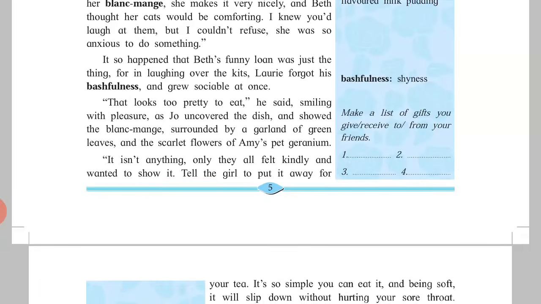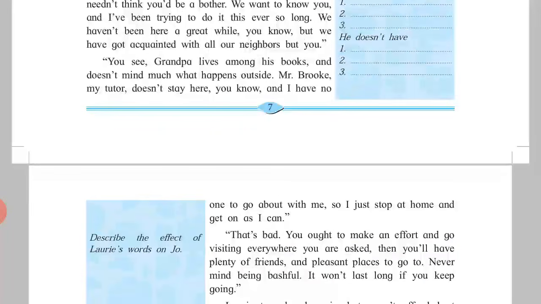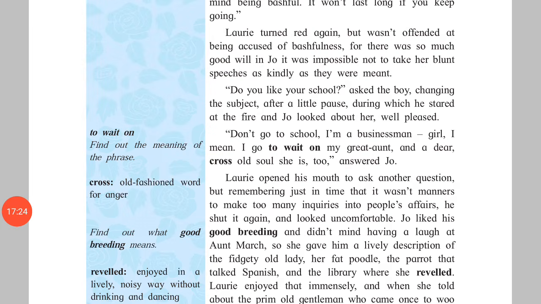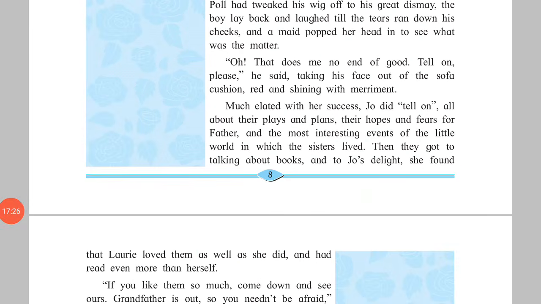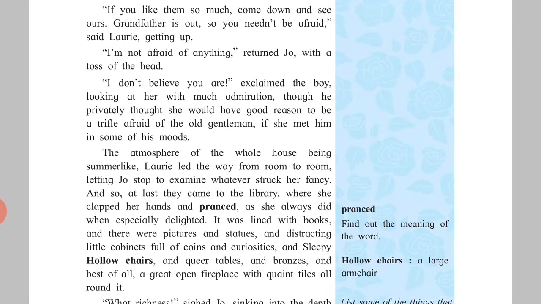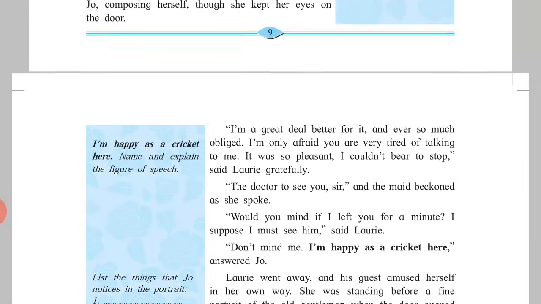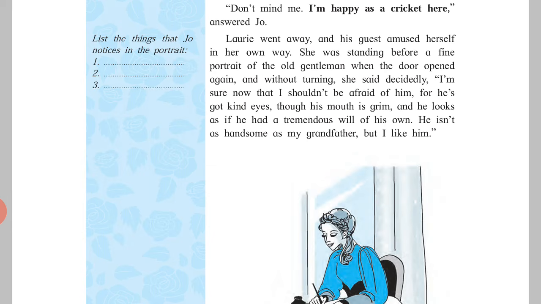So this is the short story, a short explanation of this story. You can read the whole lesson. Then if you have any queries, any doubts, please ask me. My mobile number is already given to your group. So this is the short story of four sisters being neighborly.